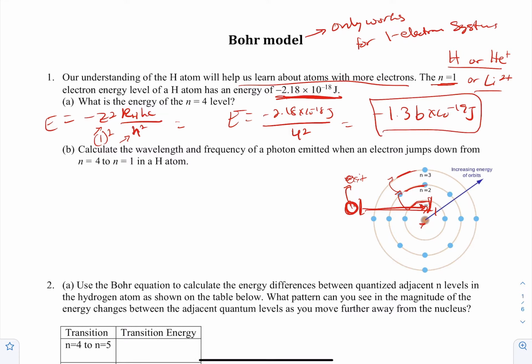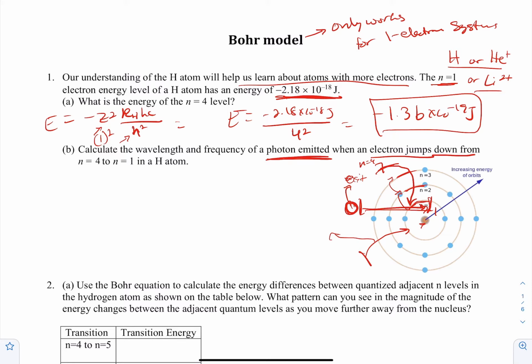Okay? All right, so on that note, part B says calculate the wavelength and the frequency of a photon emitted when an electron jumps down from n equals 4 to n equals 1. Okay, so what that means is we have an electron here in n equals 4. And when it jumps down, in order to go down in energy levels, you have to release energy. Okay, so imagine that you're jumping off a cliff here, and then boom, when you release, you're releasing a bunch of energy to do that. Okay, so that means a photon's being emitted of this energy's wavelength.